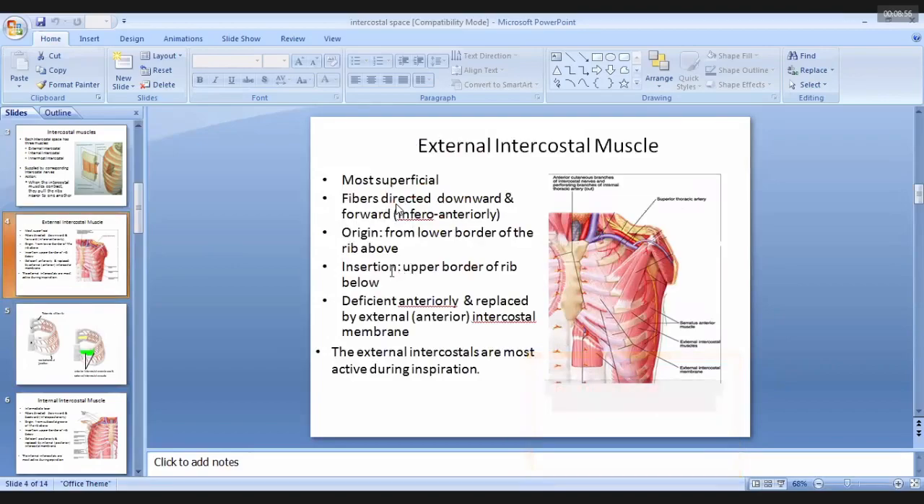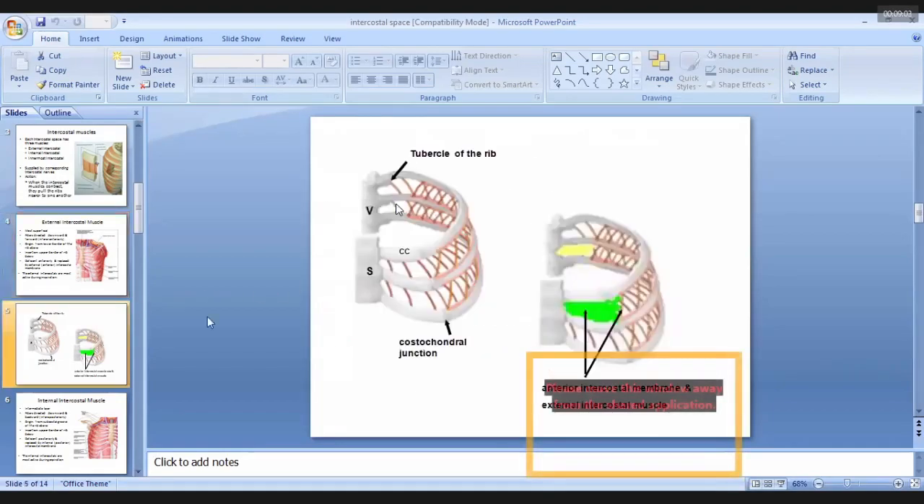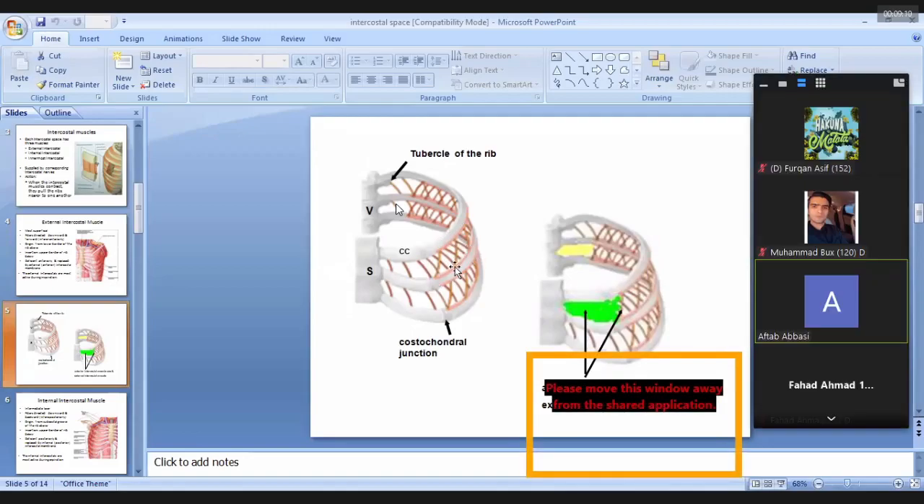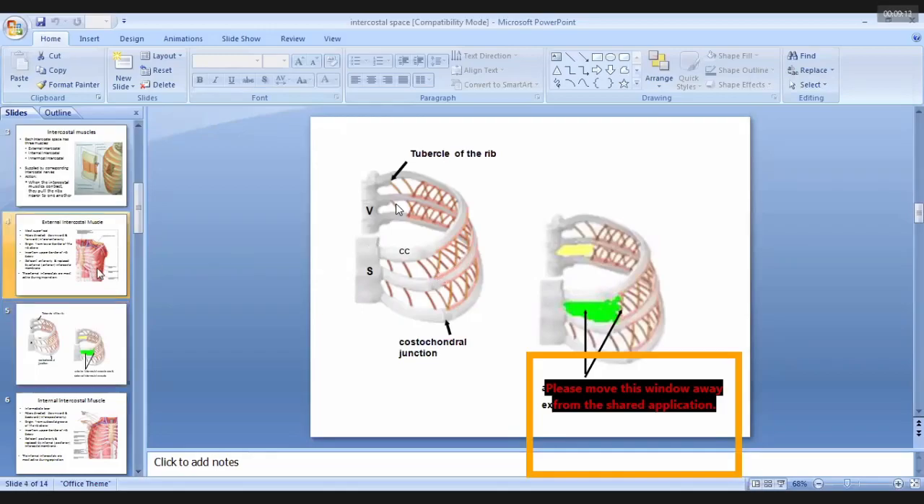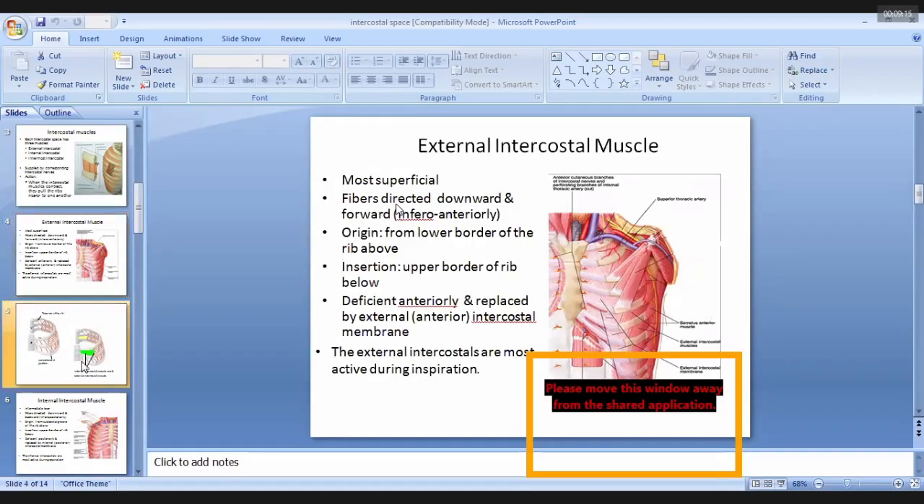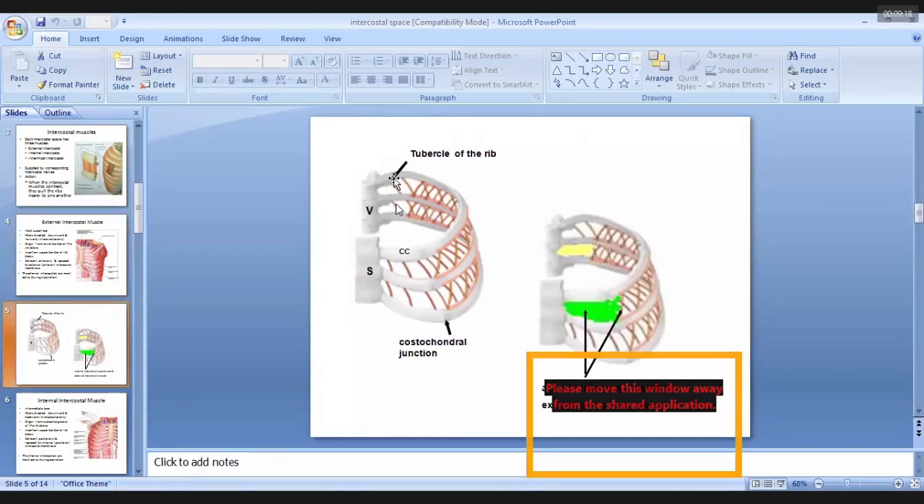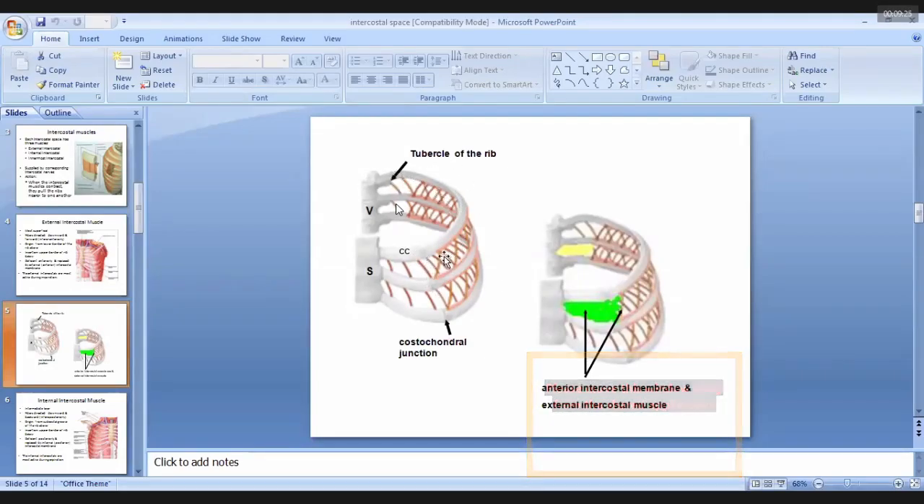These fibers originate from the lower border of the rib above and are inserted on the upper border of the rib below. Again, see in this figure: this is the lower border of the rib above, and insertion on the upper border of the rib below. This external intercostal muscle extends from the tubercle of the rib to the costochondral junction.